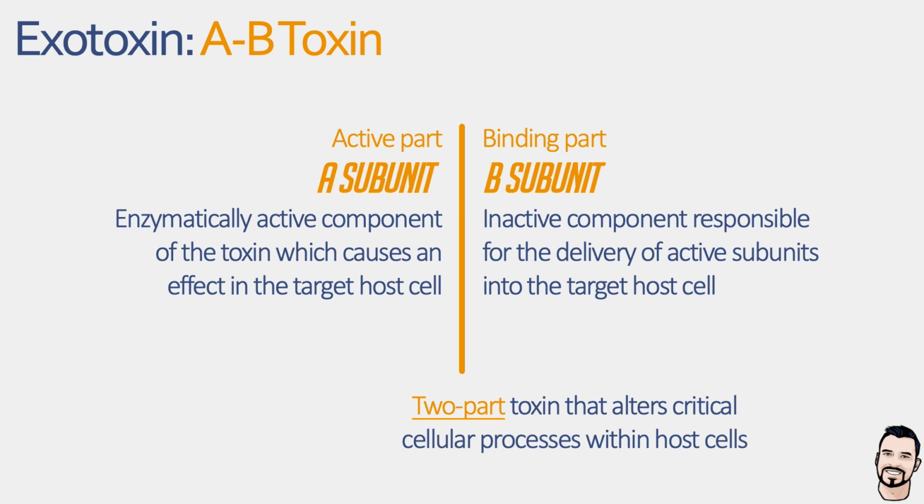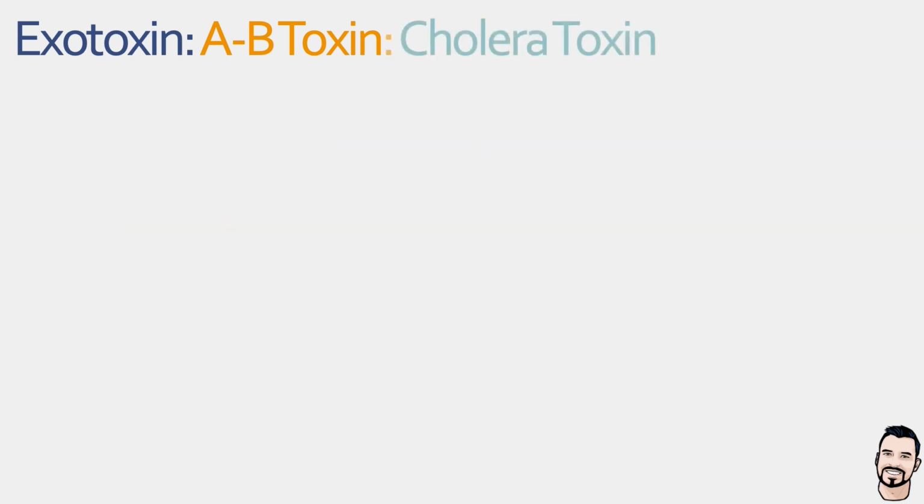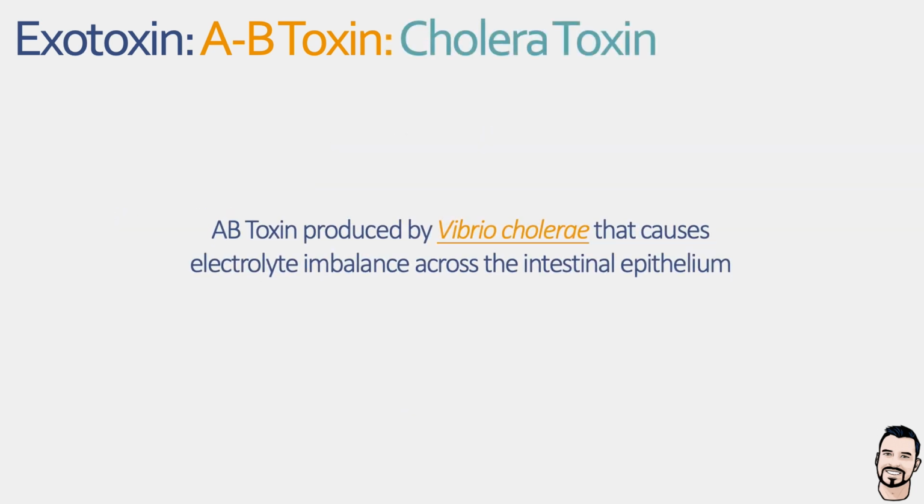Now, all bacterial AB toxins follow this two-component structure, so let's have a look at one of the most well-used examples, and that would be the cholera toxin, produced by Vibrio cholerae and used to induce an electrolyte imbalance within the gastrointestinal tract, leading to diarrhoea.